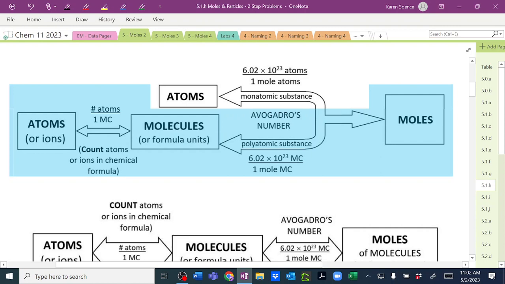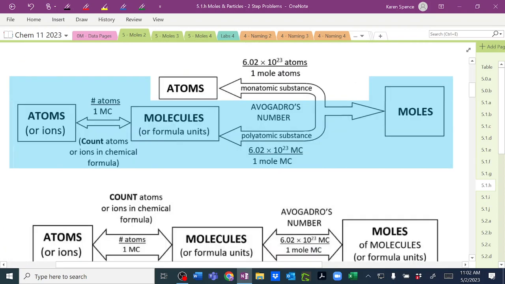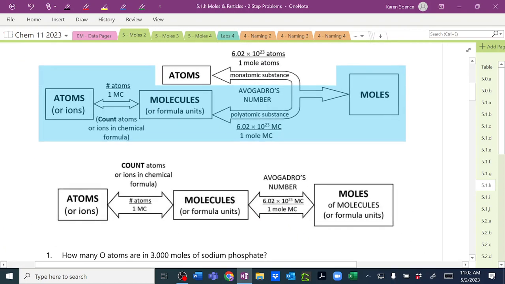And there is a map here if you want to use it. Will you get this map on a quiz or a test? No. Basically, if you know your conversion factors, you should be able to say, if I know this conversion factor, I can go from this to that. If I know the number of water molecules, I can find the moles of water molecules, for example. Yes? Let's do one of these together.